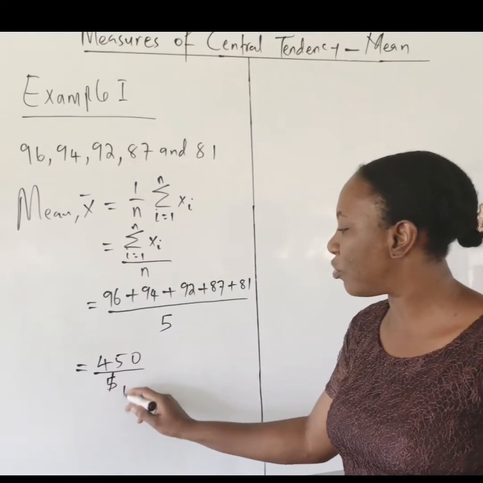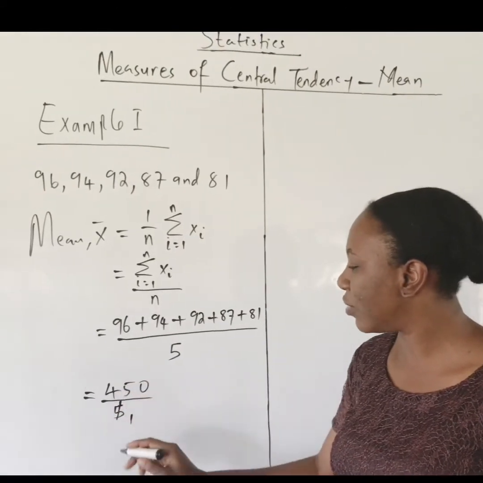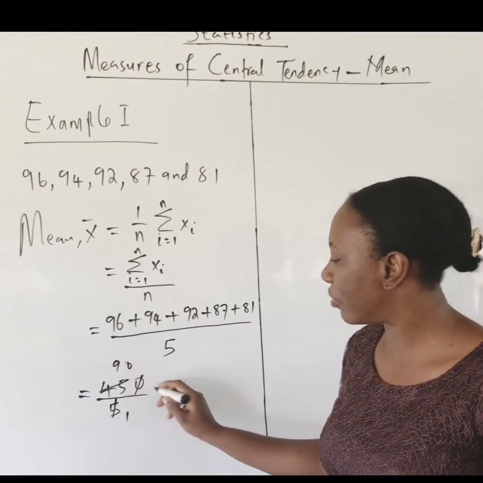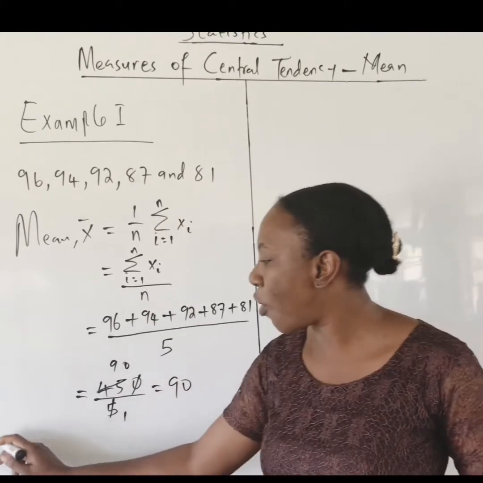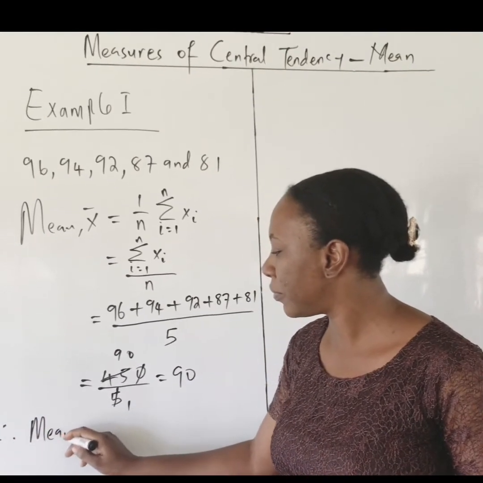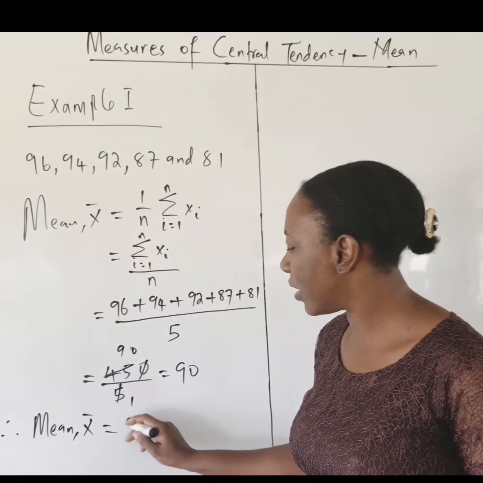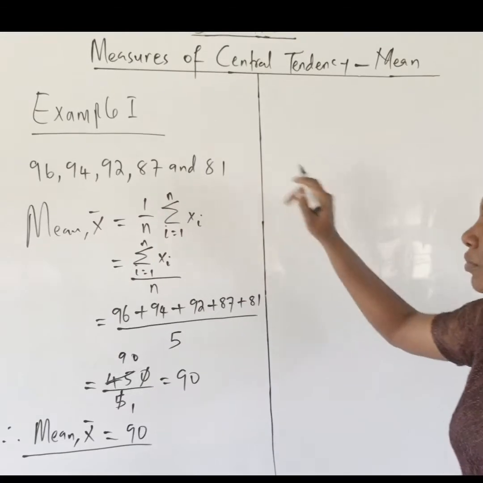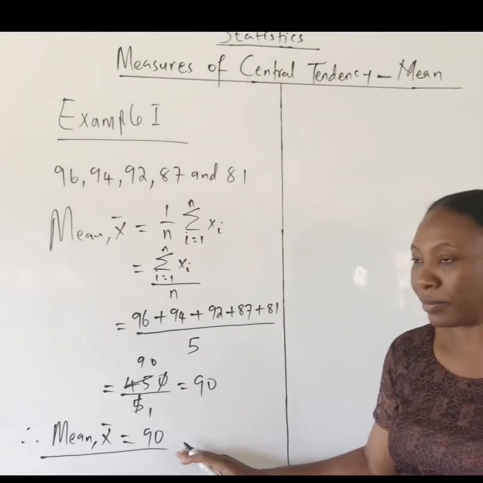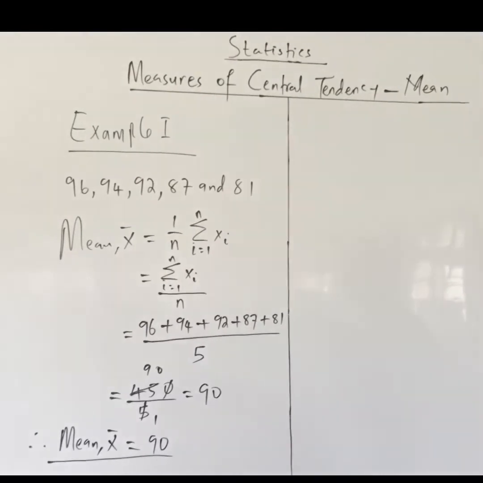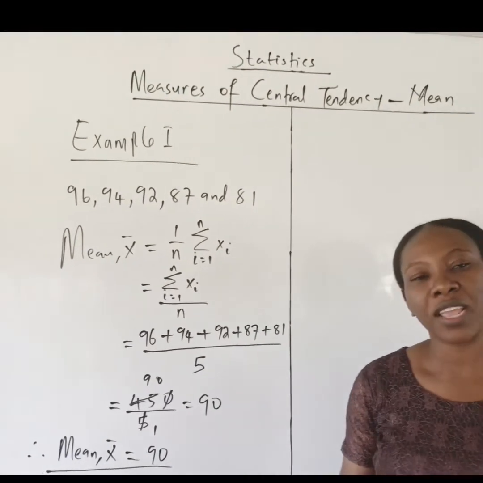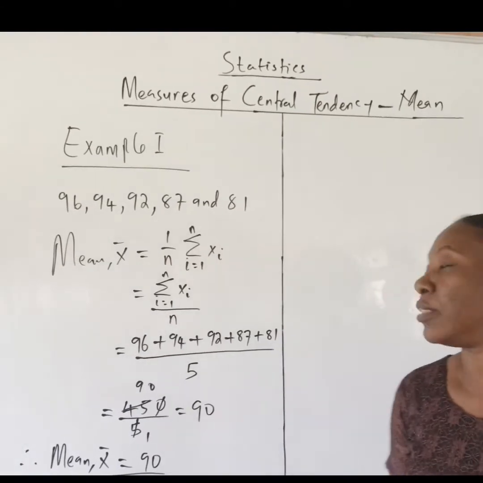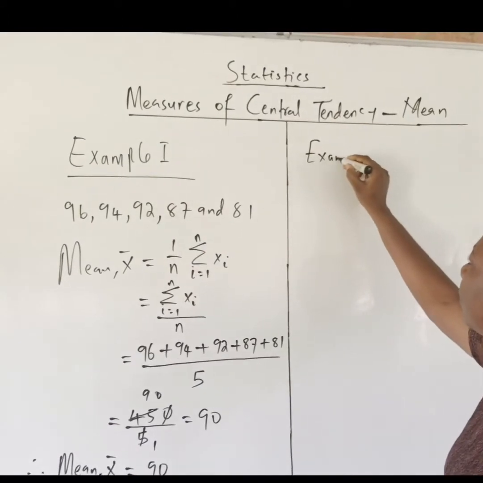5 into 4 cannot divide, so we take the first two digits and we have 9, and then here we have 0, so it is 90. Therefore, our mean equals 90. So 90 is the central value of these values by mean. Okay, now let's take another example. When you have your values on a frequency table, how do you calculate the mean? Okay, number 2 example.